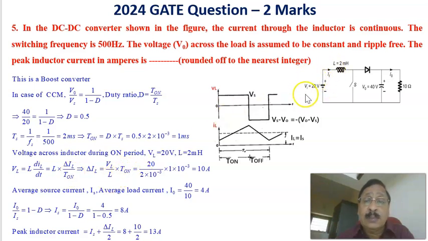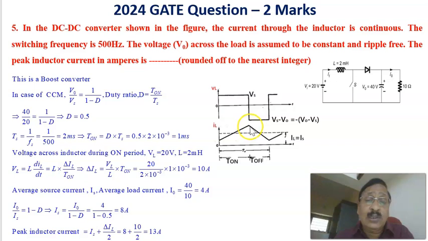Therefore, VL is nothing but the input voltage, 20, divided by the inductance value, which is given as 2 millihenry, that is 2 into 10 raised to minus 3, into the on period we calculated, 1 millisecond, and we will be getting 10 amperes. Therefore, the peak to peak value, delta IL, is 10 amperes.